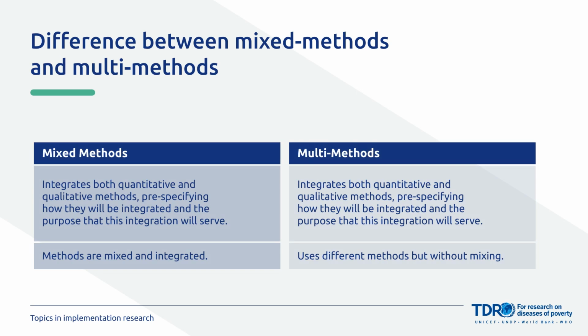Multi-method research involves using multiple methods to investigate research questions, while mixed method research involves integrating both quantitative and qualitative methods to provide a more comprehensive understanding of a single research question. The multi-method approach implies using different methods, quantitative and qualitative, but without mixing them, that is, without any pre-planning of how the methods will be integrated, or specifying the underlying objectives for integrating the methods. Mixed method, on the other hand, requires some pre-planning, or pre-specifying how the methods will be integrated, and the purpose that this integration will serve.